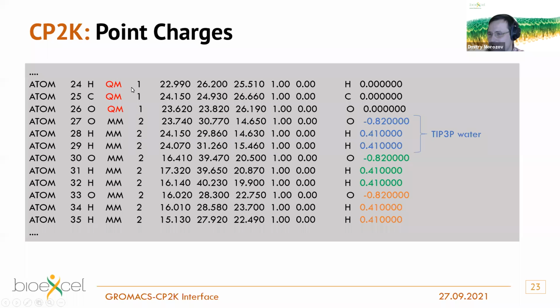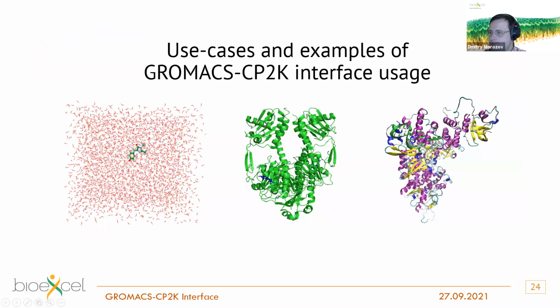Yes, and so, for example, that's how it looks. Basically, you have two segments, QM and MM. Here you have zero charges for the QM atoms, but on the MM atoms you have the usual point charges. For example, here is TIP3P water. Okay, so let's go to more use cases.